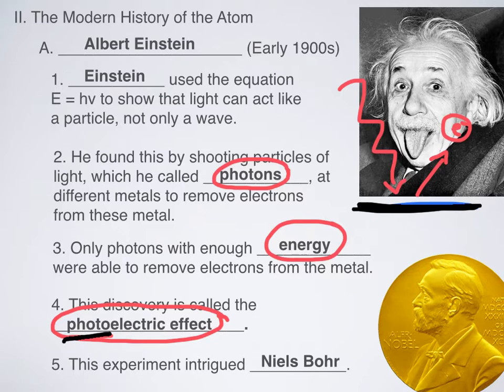This experiment intrigued a scientist called Niels Bohr, who was around the same time as Einstein. FYI, they did not get along very well. They were polar opposites when it came to physics and chemistry. But that's Einstein's contribution to the modern history of the atom. Notice it used E equals h times v, the same equation we talked about in class.